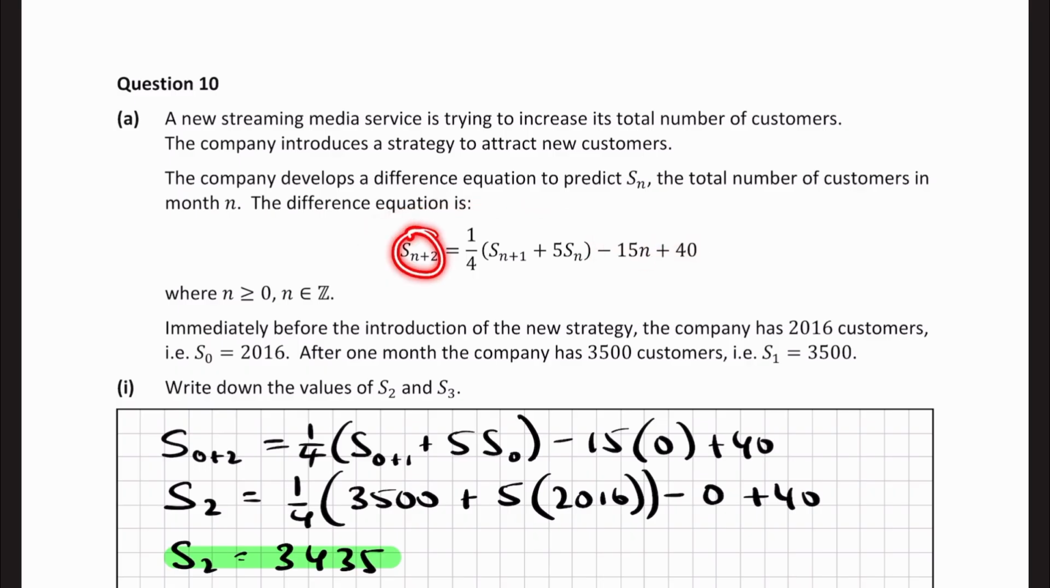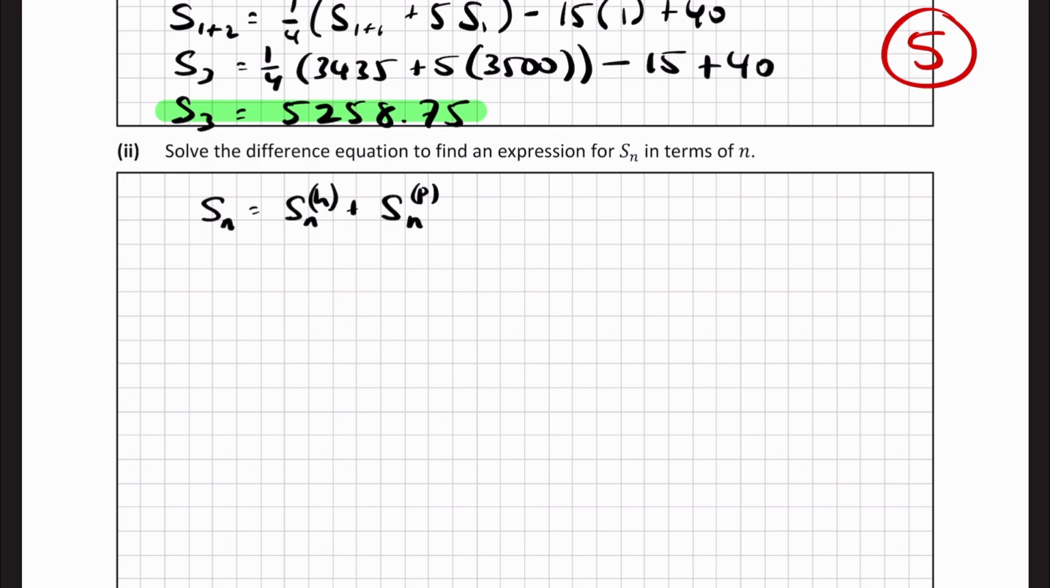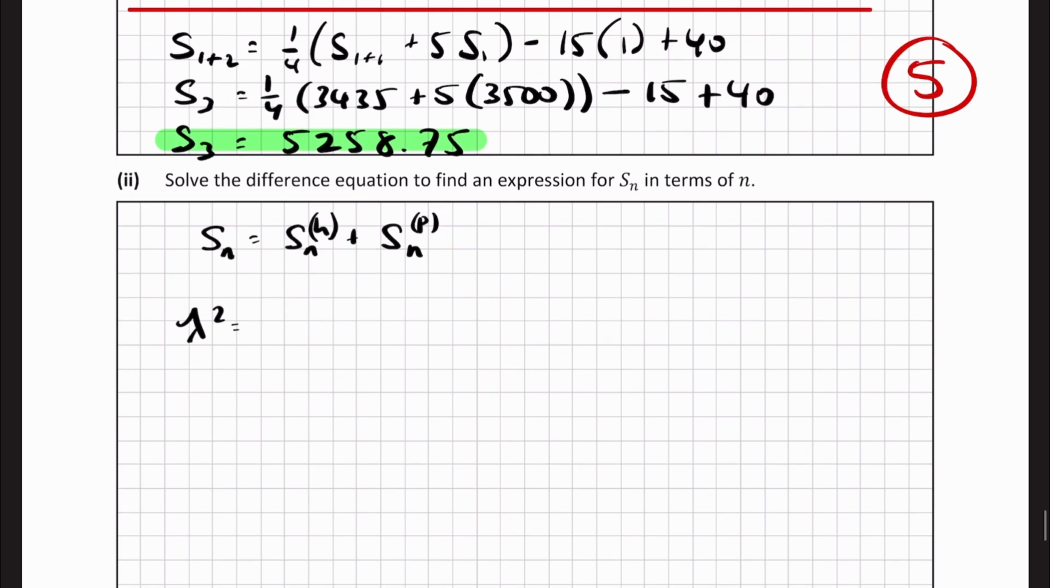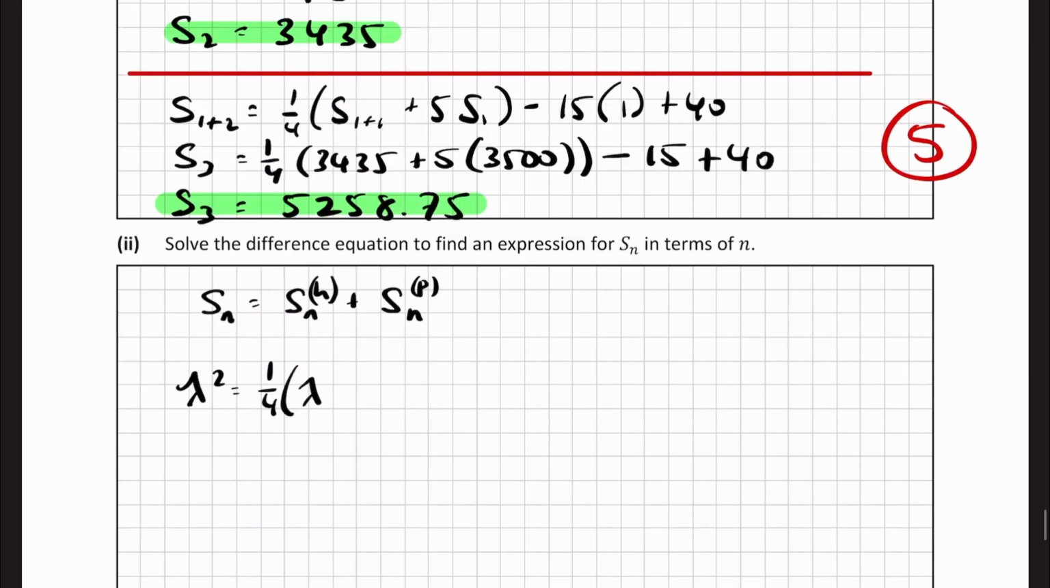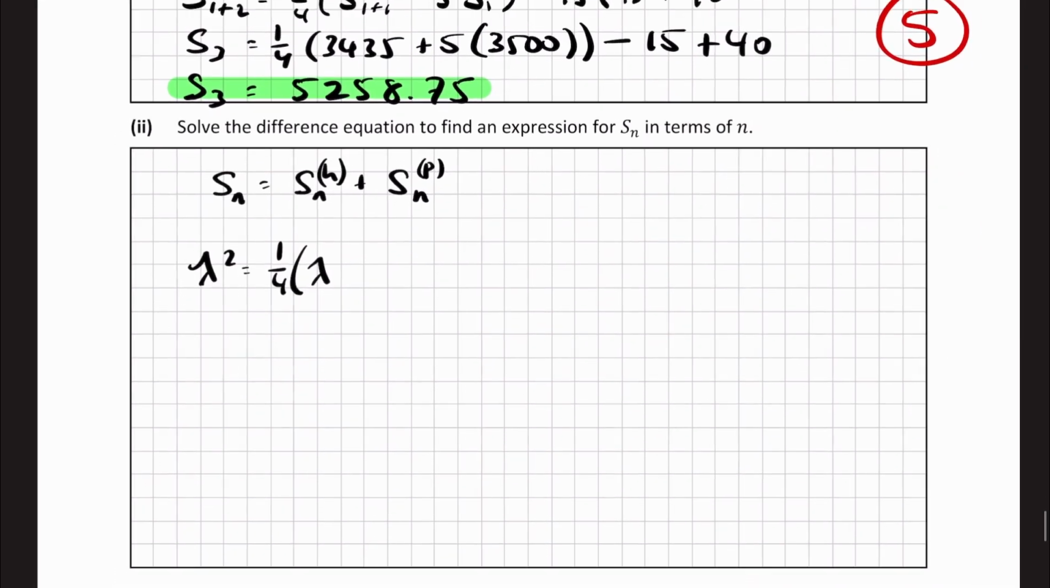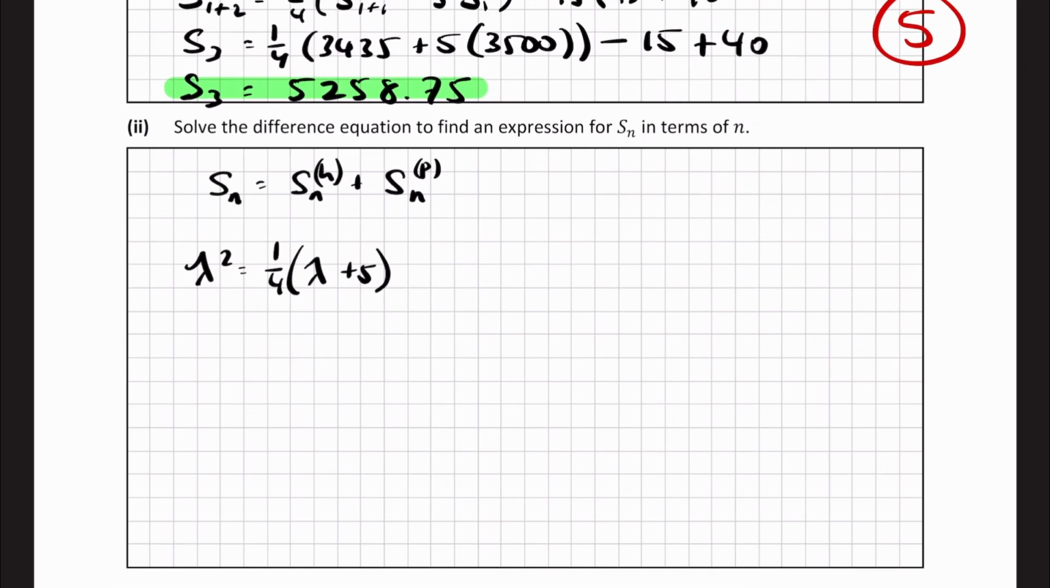Reminding ourselves that we can replace this with lambda squared, Sn plus 1 with lambda, and Sn with nothing. So I'm going to do that straight away. Lambda squared equals a quarter lambda plus 5. Now, to make my life easy, I'm going to multiply everything by 4 and bring everything to one side. Be careful of your signs when you bring it over. This becomes a minus 5, and all of that equals 0.